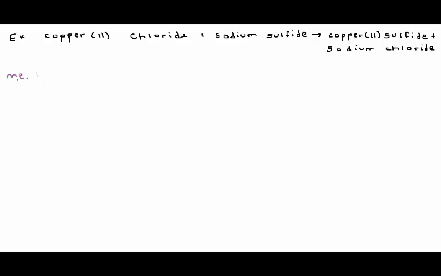So copper 2 chloride: copper has a 2+ charge, chlorine is -1, so the formula for this is CuCl2. It reacts with sodium sulfide. Sodium's +1, sulfur is -2, so this would be Na2S. And it's going to produce copper 2 sulfide, CuS, because the 2's cancel. So notice copper is now forming a new compound with sulfur, and sodium chloride, which would be NaCl.